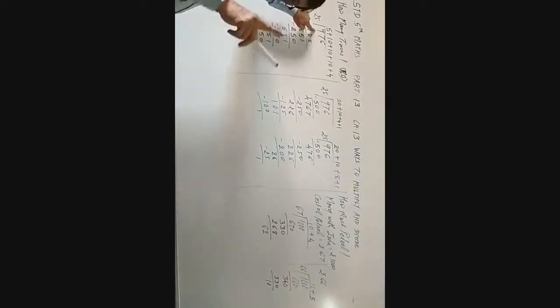Suppose one of the children has solved it this way. See, total 976 children are there, and in each bus only 25 children can go. So we have to divide. We want to find out how many buses will be required. So if we divide the total number of children by the number of children that can go in one bus, then we can find it out. So it is 976 divided by 25.